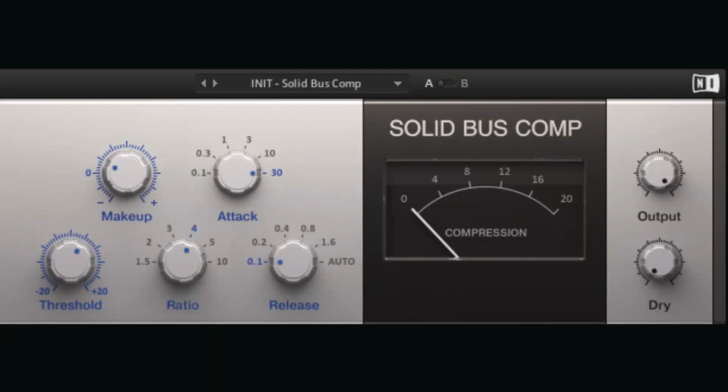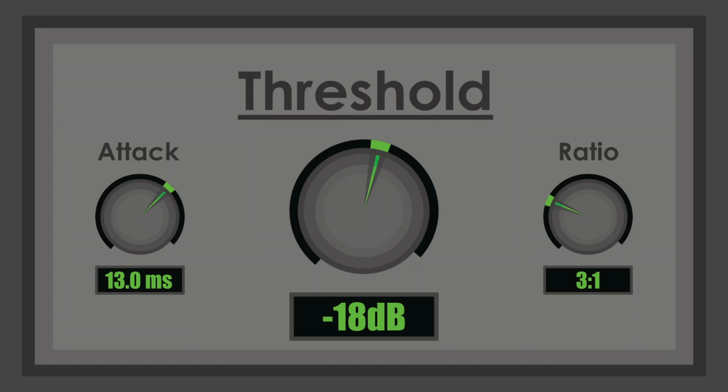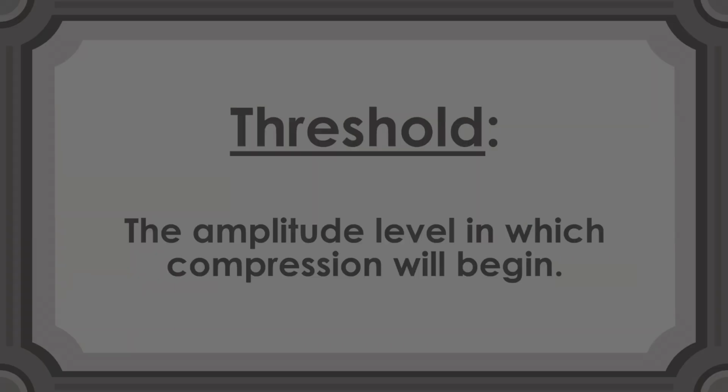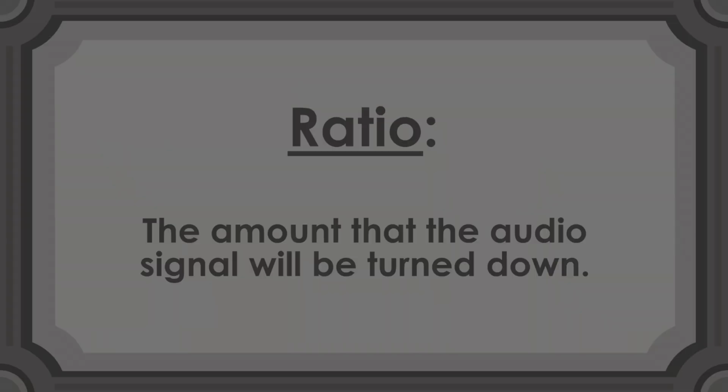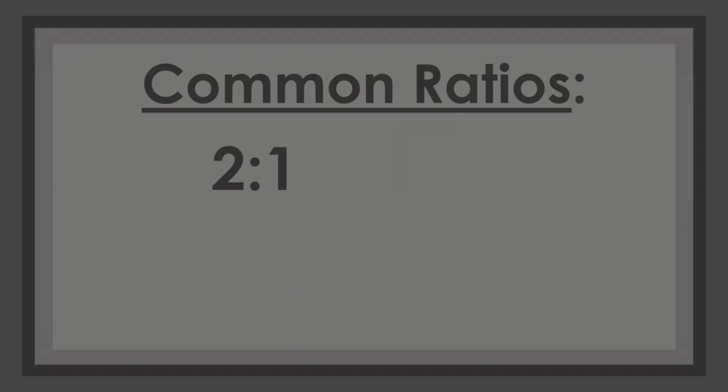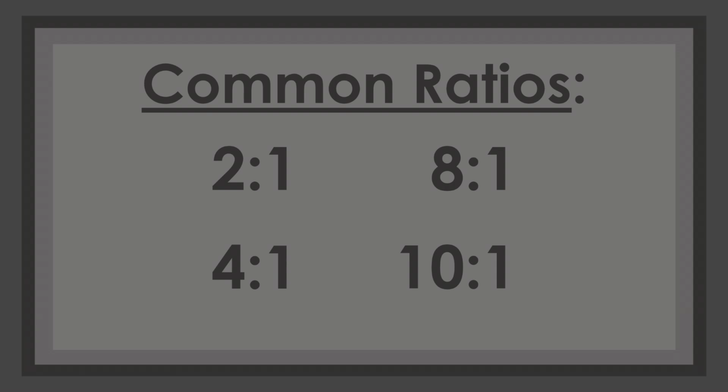Now, we'll talk about the different parameters on a compressor. The first is threshold. This is the amplitude level at which compression will begin. The second is ratio. This is the amount that the audio will be turned down after it goes above the threshold. Common ratios are 2:1, 4:1, 8:1, and 10:1.